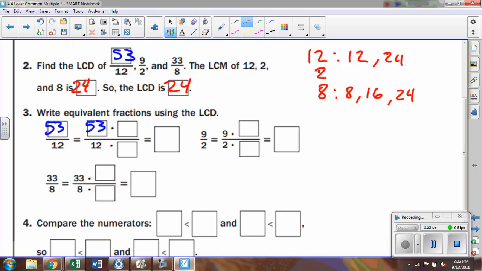In order to compare the fractions then, we're going to change all three of them so that they have a denominator of 24. Thus, we're creating that denominator of 24. To change the 12 into 24, what do you have to multiply by? 12 times 2 equals 24. So we have to multiply both the top and bottom by 2. 12 times 2 equals that 24. 53 times 2 equals 106.